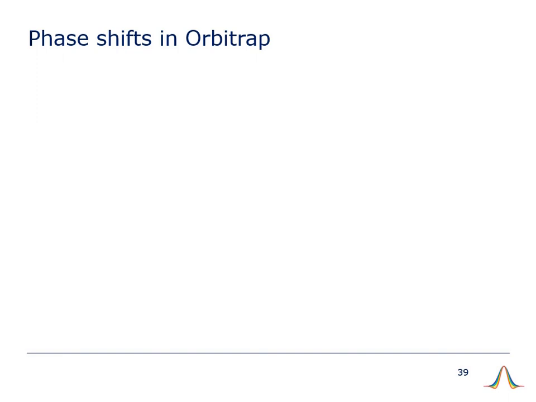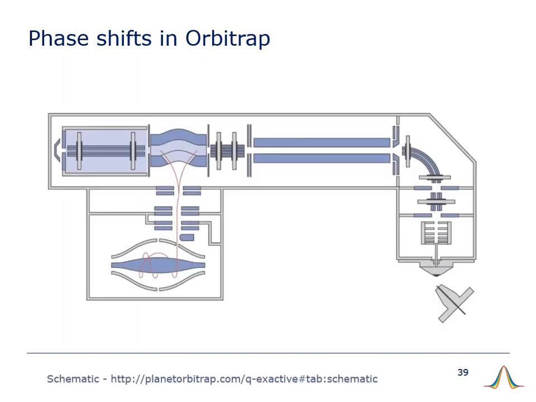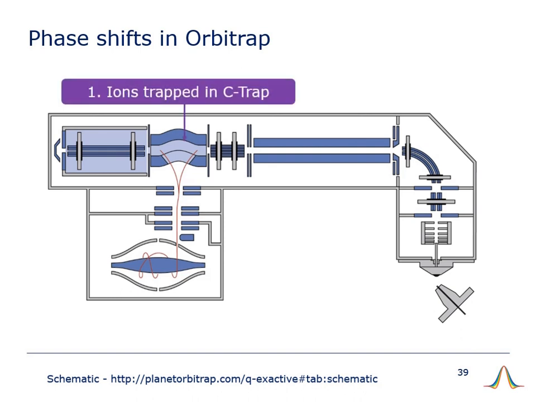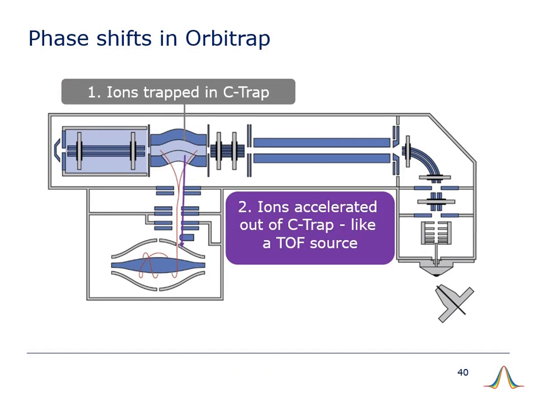Up to this point, I've only explained the source of phase shifts in ion cyclotron resonance mass spectrometry. So now let's look at the same effect in the Orbitrap. Here's a schematic of an Orbitrap Q-Exactive instrument, but the important features are broadly consistent for all commercial versions. Prior to entering the Orbitrap, ions to be analysed are collected in the C-trap. Next, these ions are accelerated out of the C-trap towards the Orbitrap.